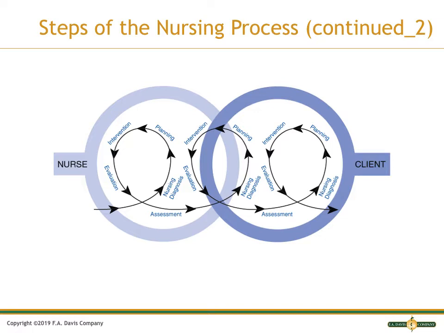Or, applying oxygen didn't help them. Their oxygen sats are staying at 88. All right, well, let's readjust the plan, and you continue on. So, like I said, it's a cycle that you probably won't even realize that you're doing continuously, but you really are.